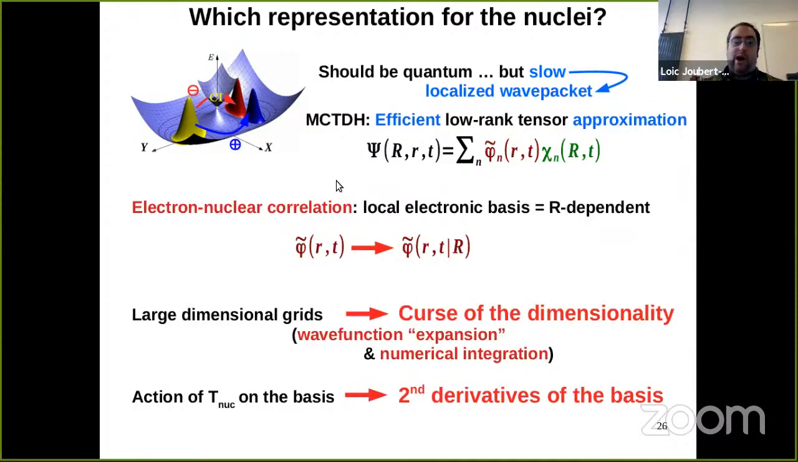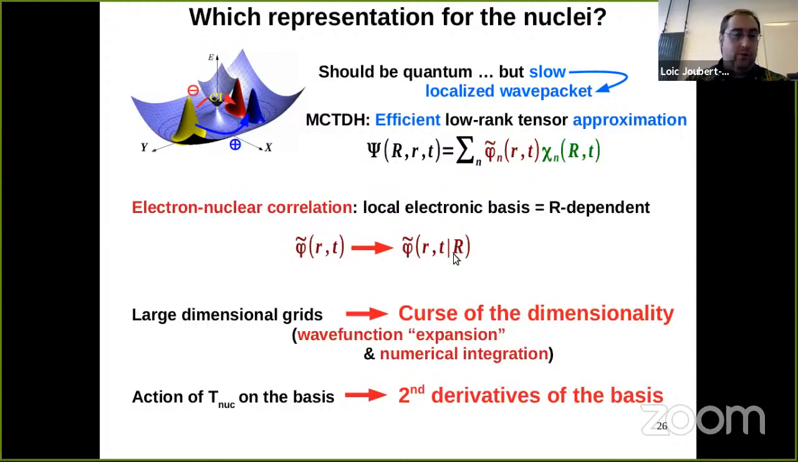For the electron-nuclear correlation, we have to think about a way to hard code this correlation in the basis. And this is usually done by the fact that the electronic basis, for example atomic orbitals, are attached to the nuclei. So they will depend on the nuclear coordinates here, which means that our electronic states are not only time dependent, but they are also parametrized by the nuclear coordinates.